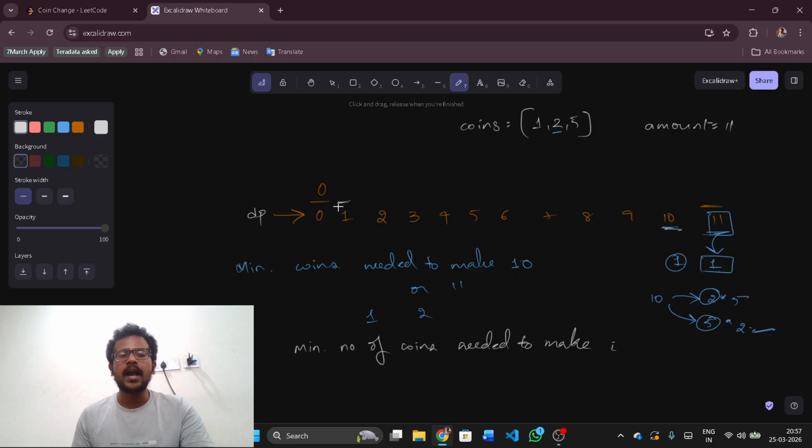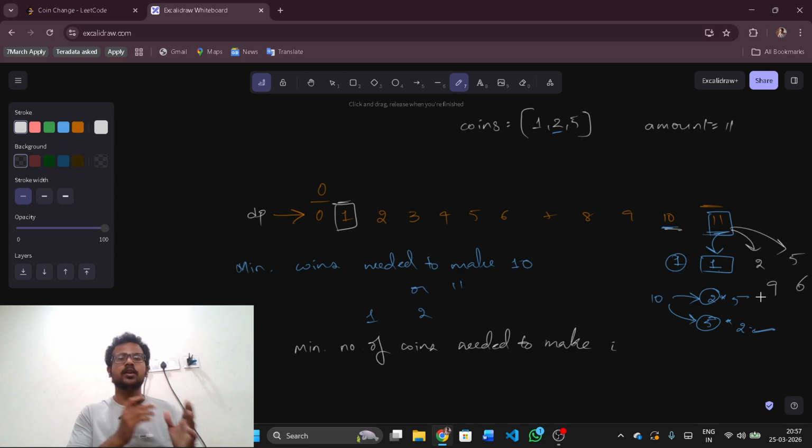Now, I have coin one. What I did at 11, I just checked: if I take one, what is the remaining I can take. If I take two, I need nine. If I take five, I need six more. I'm just looking: if I take one, two, or five, what is the remaining? That's all the coins which I am iterating. Now, what if I take one? So one coin I am taking.